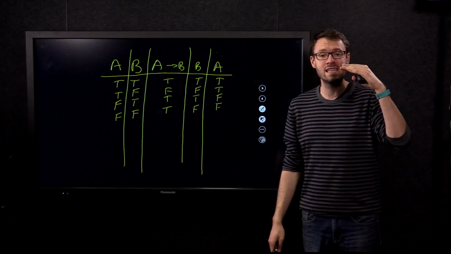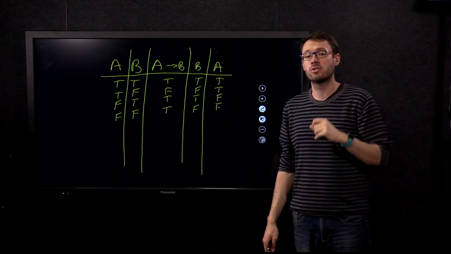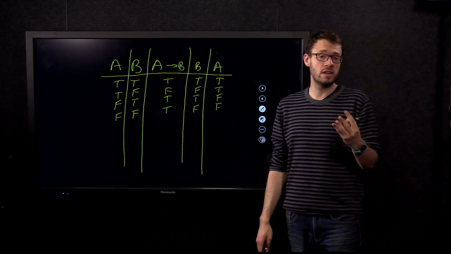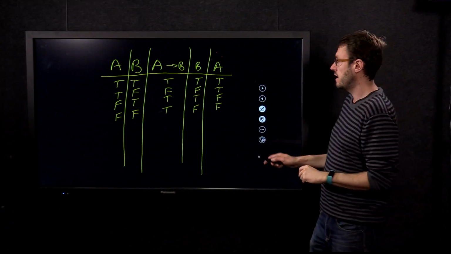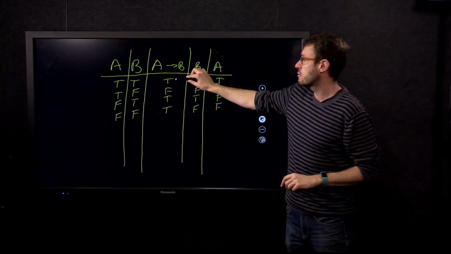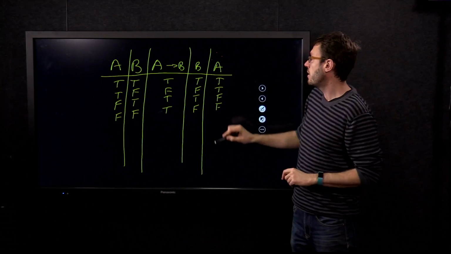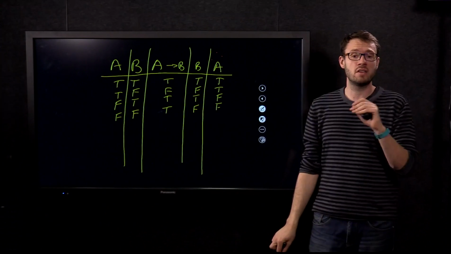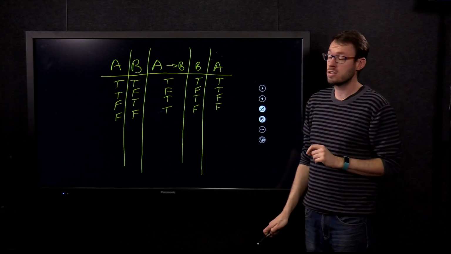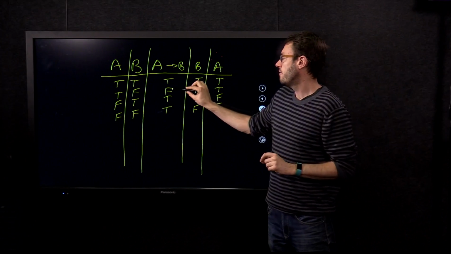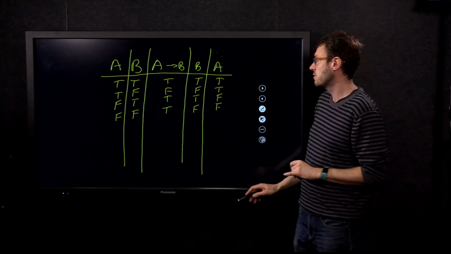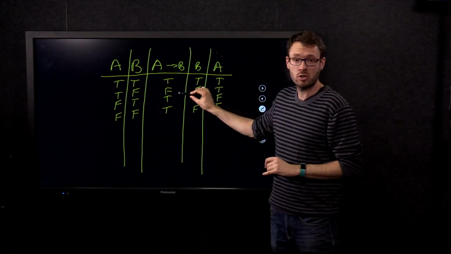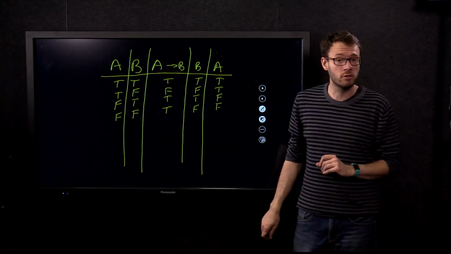What we're looking for, again, is a row in which the premises are true and the conclusion's false. If there is such a row, then the argument's invalid. If there's no such row, then the argument's valid. So let's start with the first row. First row, first premise is true. Second premise is true, but the conclusion's true as well. So that's not a row in which the premises are true and the conclusion's false. Second row, first premise is false. That's not a row in which both the premises are true and the conclusion's false. Third row, first premise is true, second premise is true, and the conclusion is false.